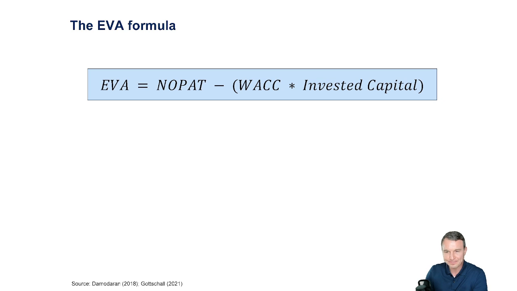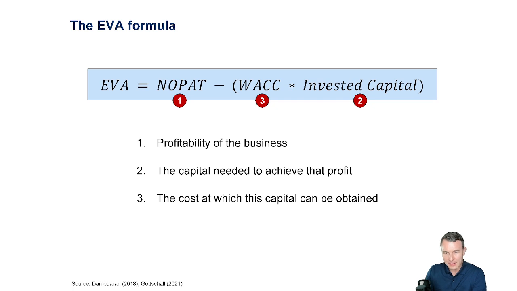The formula for EVA is we take net operating profit after tax, or NOPAT, and we subtract from that the invested capital times the cost of that capital. So what it gives us basically is an accounting number, which is the profit, as well as the opportunity cost of the invested capital that is needed to obtain that profit. And that's exactly the beauty of that measurement. It basically measures 3 different things in one number. It measures the profitability of the business, the capital needed to achieve that profit, and the cost at which this capital can be obtained.